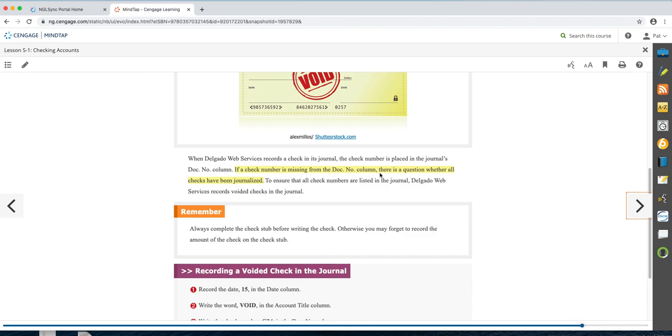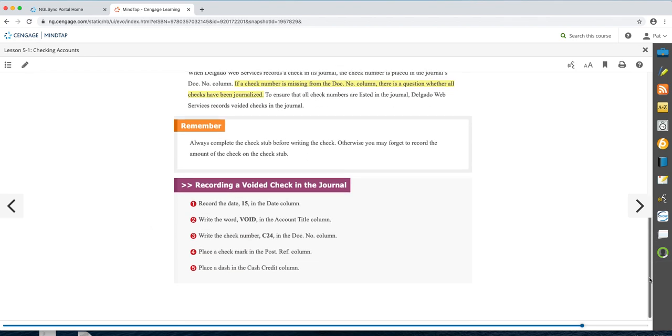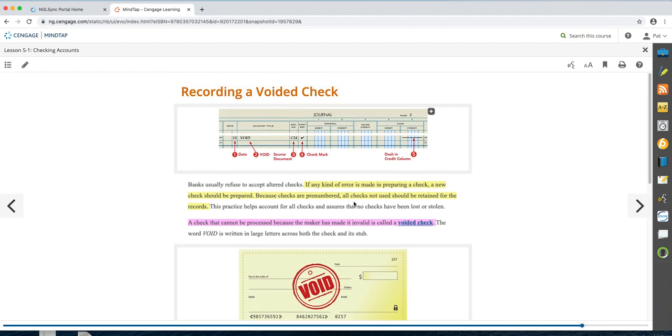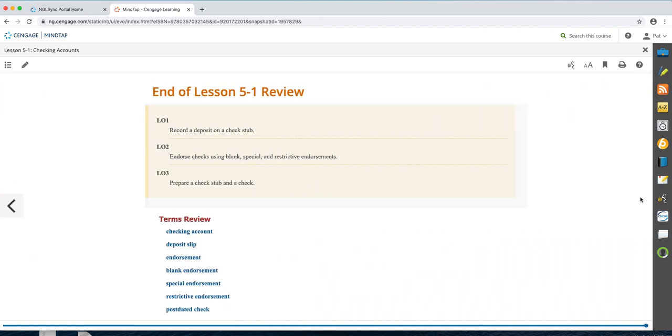Okay. Again, why are we doing this? If a check number is missing, there's a question whether all the checks have been journalized, and you're running around trying to figure this out. And again, as a reminder, you always complete the check stub before writing the check, otherwise you might forget. So the voided check journal is just writing void, the check number, the post reference, just a check mark because we're not posting anything. Just a way of keeping our records. That is it.